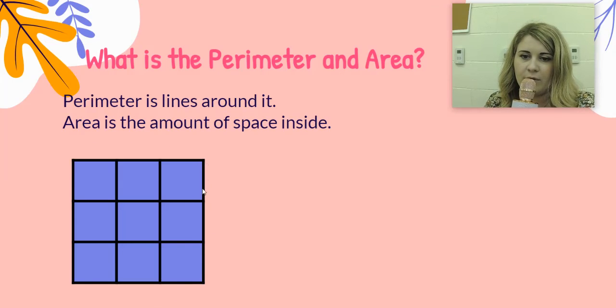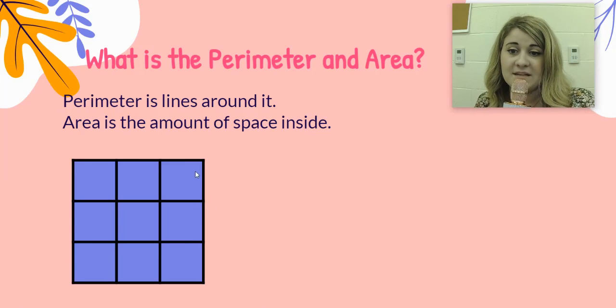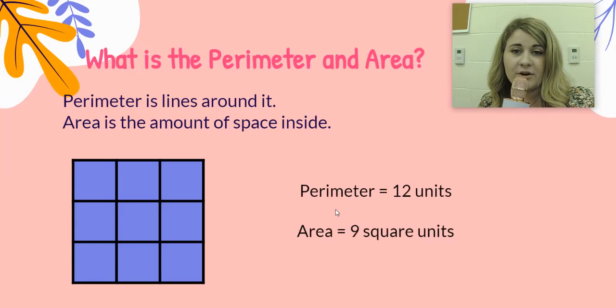Let's count over here. 1, 2, 3. That means that there's also going to be 3 over here. A square has equal sides. This is a square. So if I know the measurement of one side, I know that all of them are the same. So 3 plus 3 plus 3 plus 3 is 12. So it's going to take 12 units to go around. That's my perimeter. My area is how many square units it took inside. How many does it take to fill this up? 1, 2, 3, 4, 5, 6, 7, 8, 9. So my perimeter is 12 units. My area is 9 square units.